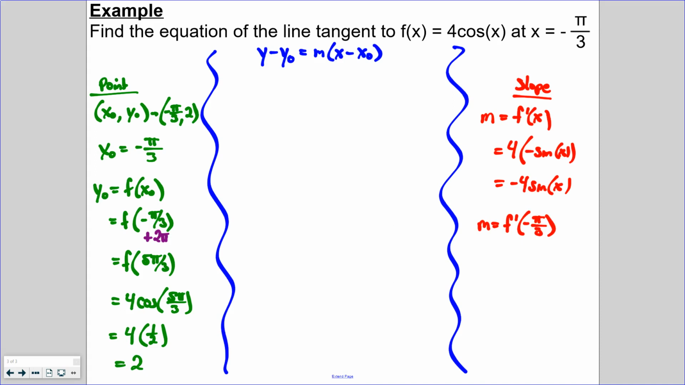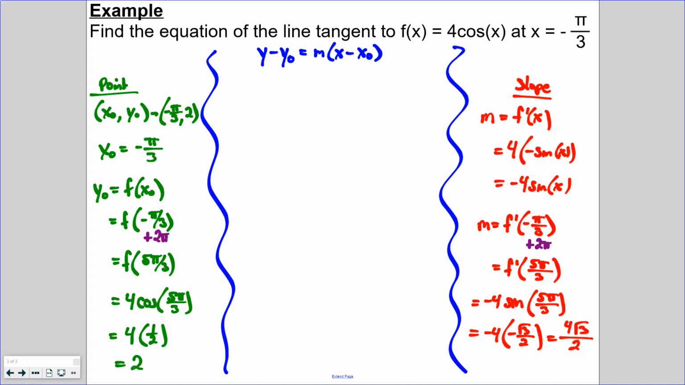And again, we don't like negative angles, so we'll have to use our 1 full rotation trick to find its reference angle. So we're really looking for the derivative at 5 pi over 3. So we'll plug that in. We will have negative 4 sine of 5 pi over 3. And if we remember back to our unit circle, sine of 5 pi over 3 is negative radical 3 over 2. Well, let's see, the negative times the negative will cancel out. And 4 times radical 3 will be 4 radical 3 divided by 2, which can be simplified down to 2 radical 3 as our slope.